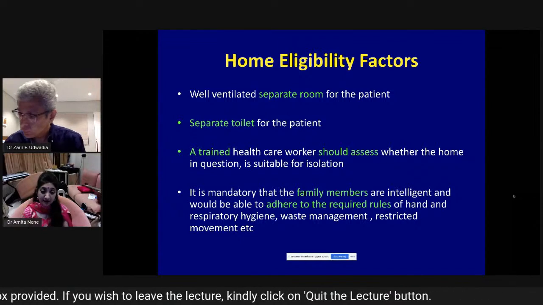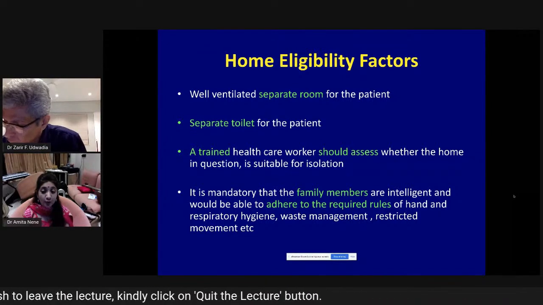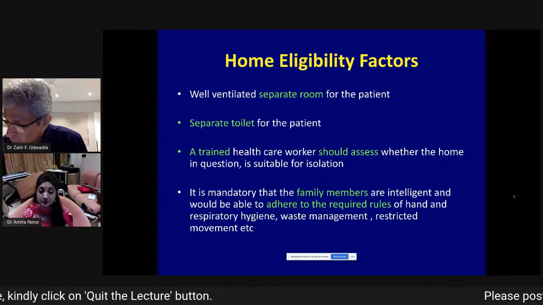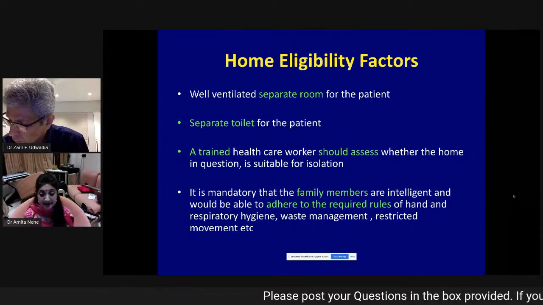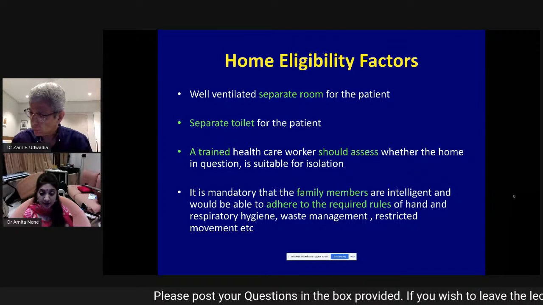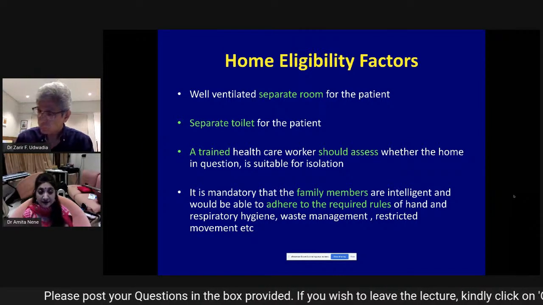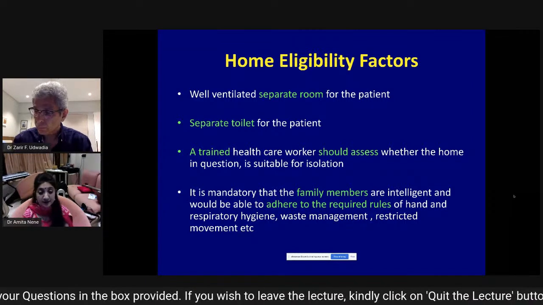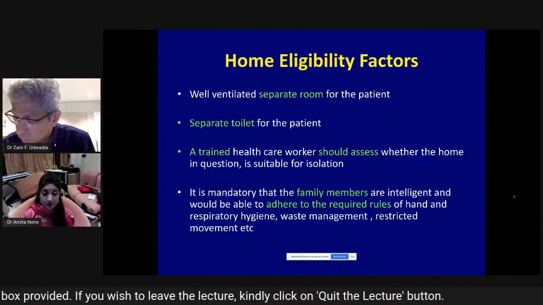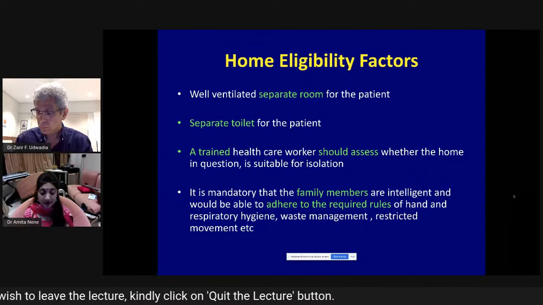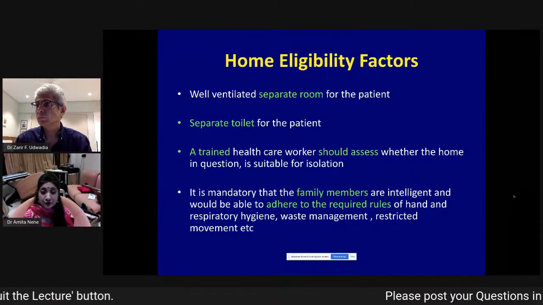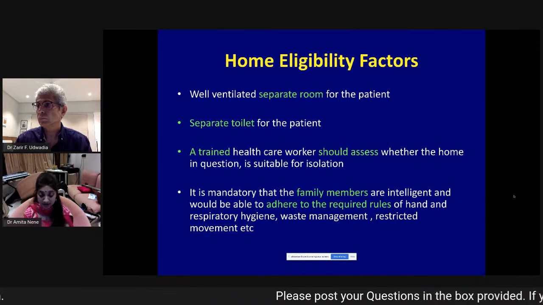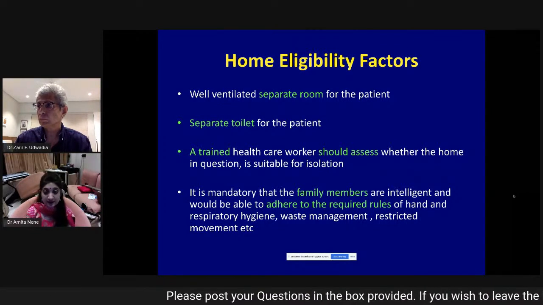A trained healthcare worker should actually assess whether the home in question is suitable for isolation, and it is mandatory that the family members are intelligent and would be able to adhere to the required rules of hand and respiratory hygiene, waste management, restricted movement into the patient's room, etc. So if the patient's family members are not very intelligent, and if we cannot expect them to follow these guidelines, then of course we cannot be advising home care for this patient.